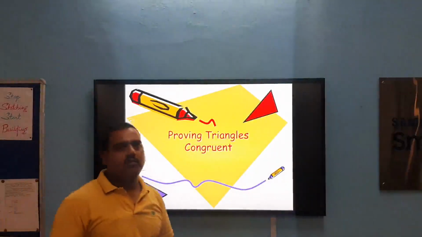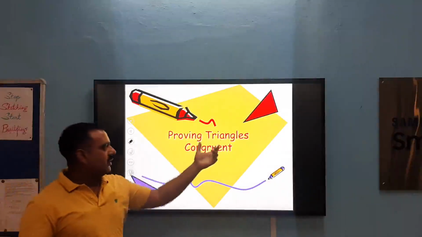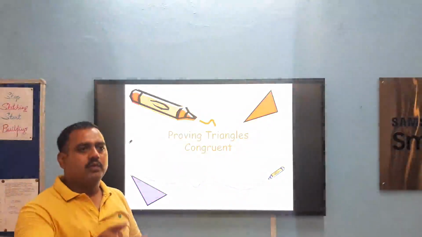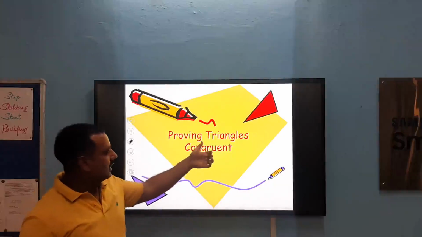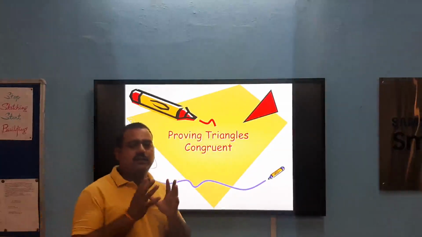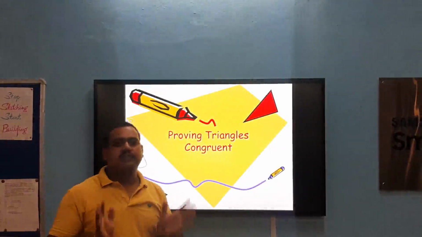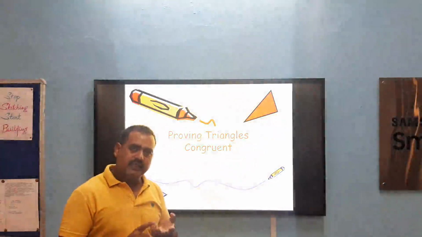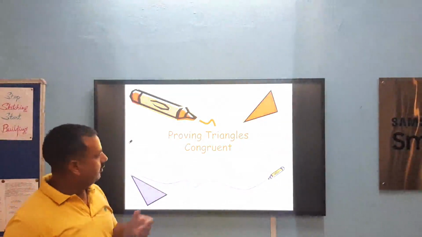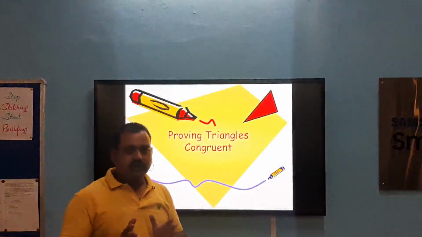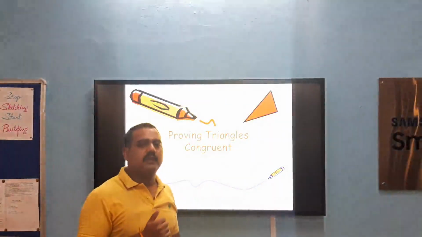Now, proving triangles congruent. The main topic of our chapter is proving triangles congruent. How can we prove that two triangles are congruent? Before that, we come to the parts of the triangle. Each and every triangle has 6 parts, which include 3 sides and 3 angles. So if we have to prove two triangles congruent, it means each and every part of one triangle is equal to each and every part of the other triangle.